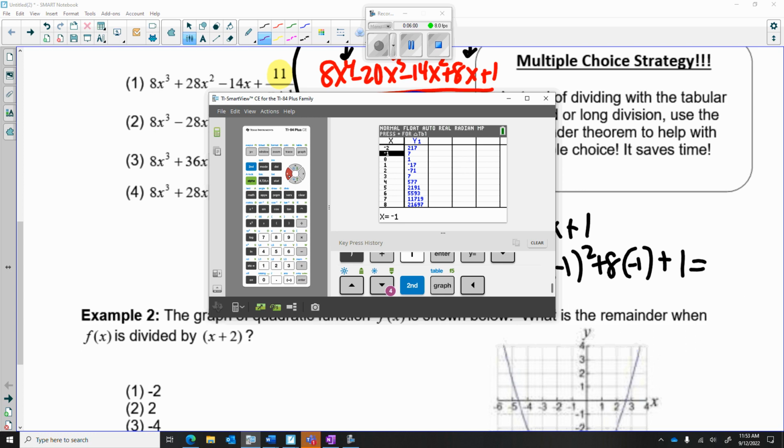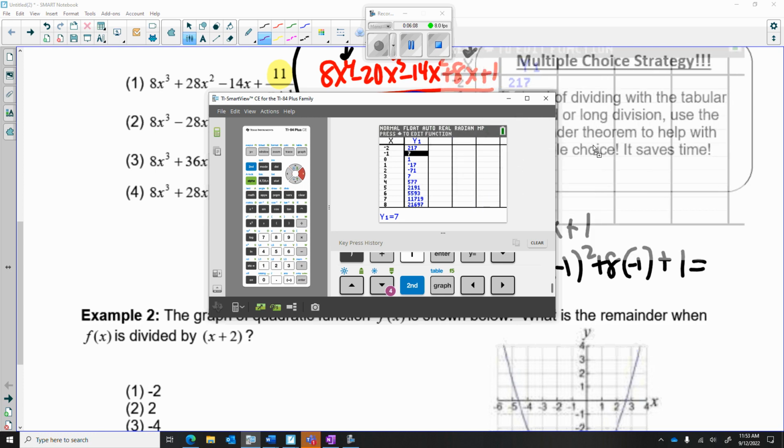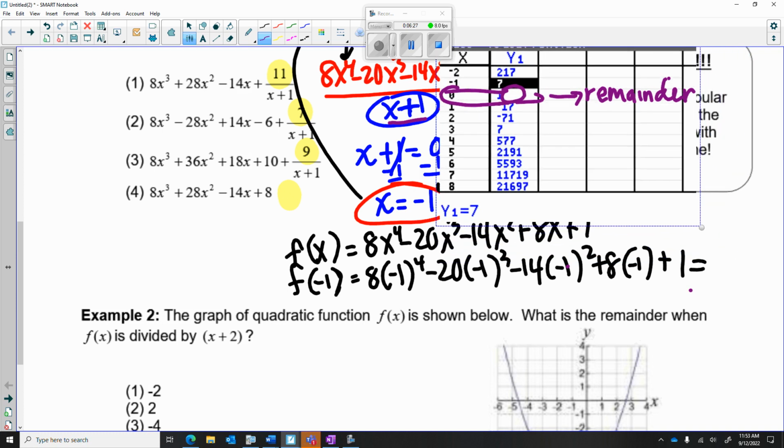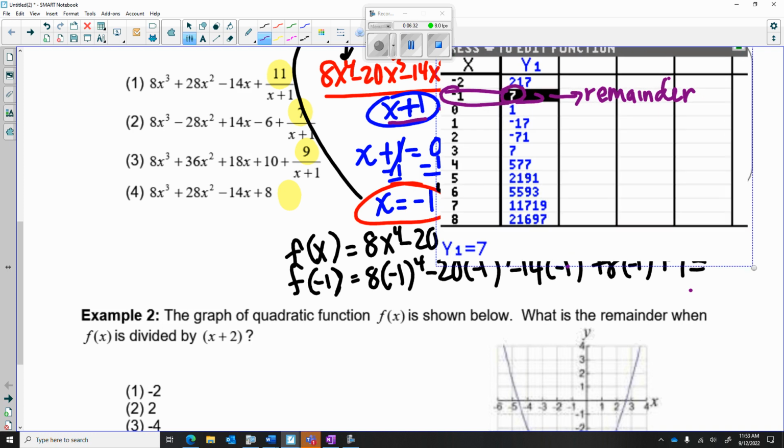And then look at when x equals -1. Look at what's next to it, 7. So if I were to pull this over here, I see I have -1, 7. And this means that that 7 is going to be the remainder. So when I plugged in -1 into that home screen, there we go, I ended up getting 7. Okay? And that means the remainder is 7.